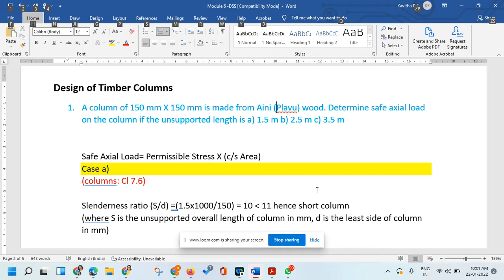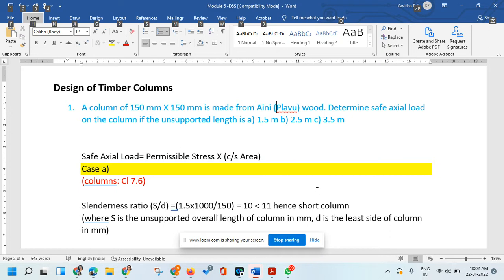So in the problem, a column of 150 mm by 150 mm is given and it is said that it is made of any wood, that is plywood, and the column is having unsupported length 1.5 meter, 2.5 meter and 3.5 meter. That is, we have three different lengths of columns given, and we are asked to determine the safe axial load. The general equation to calculate the load is stress into cross-sectional area.